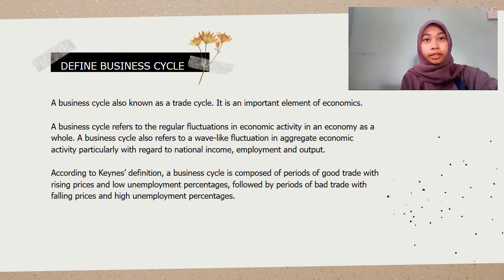The definition of business cycle. A business cycle is also known as a trade cycle. It is an important element of economics. A business cycle refers to the regular fluctuations in economic activity in an economy as a whole. A business cycle also refers to a wave-like fluctuation in aggregate economic activity, particularly with regard to national income, employment, and output. According to Keynes' definition, a business cycle is composed of periods of good trade with rising prices and low unemployment percentages, followed by periods of bad trade with falling prices and high unemployment percentages.